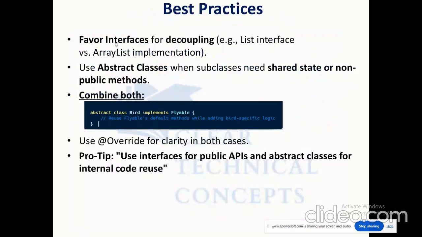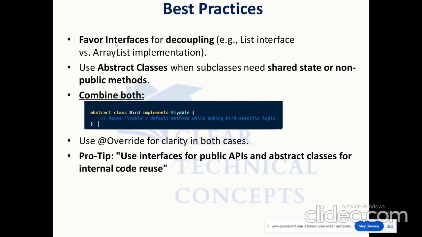Now, moving ahead with the best practices. So, there are some guidelines or best practices, as we would call them, when we are designing. The first one being that we favor interfaces for decoupling. Now, this means that we should program to an interface rather than a specific implementation. This principle will give you the flexibility and make the code easier to maintain, extend, and test.